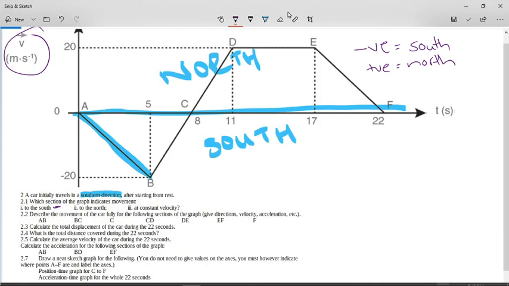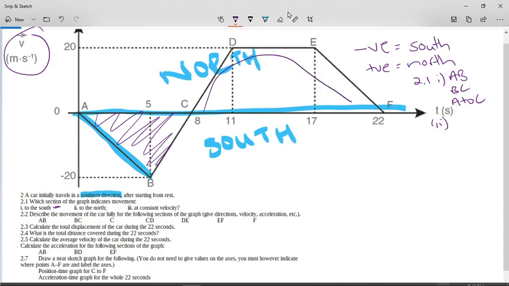So this to the south, 2.1i, to the south is everything under the graph, which is this section. All of this section here will be south. So A to B, B to C, or you could just write A to C. That is all south. Then what is going to the north? It is everything above the graph. So it is all the way from C all the way to F. That is going to be to the north.